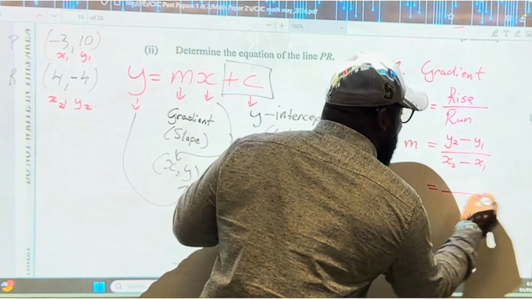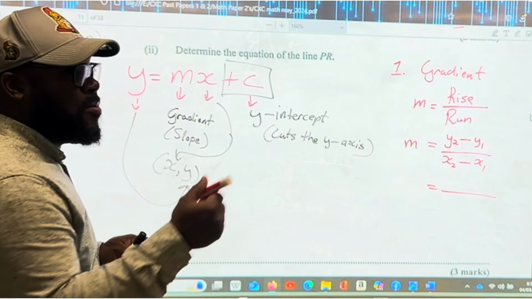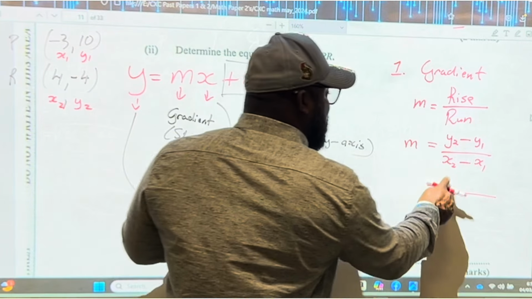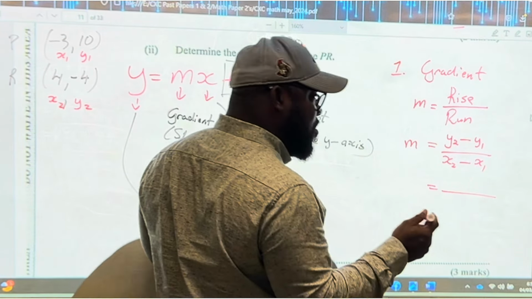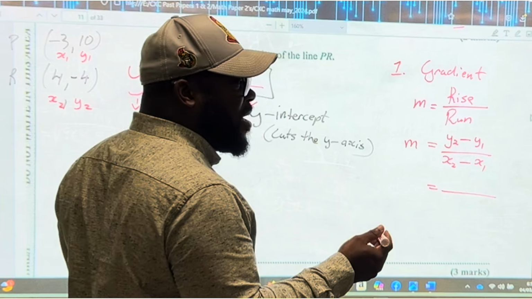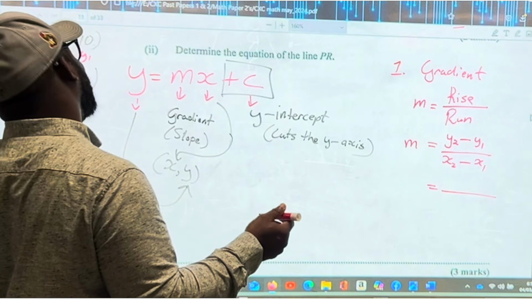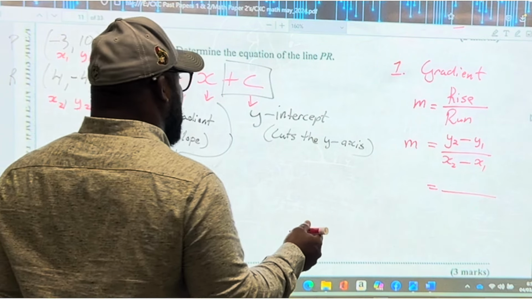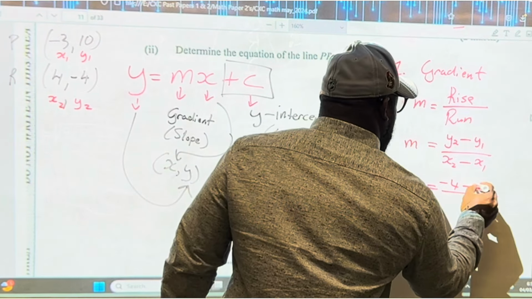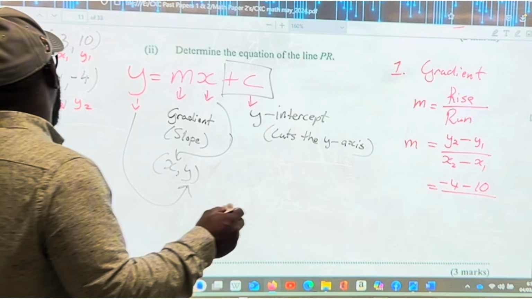Let's go. Substitute for me now. y2 take away y1. Quickly, let's go. -4, take away 10. Good.